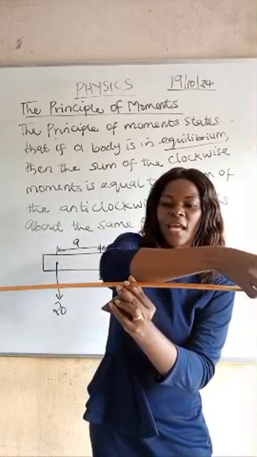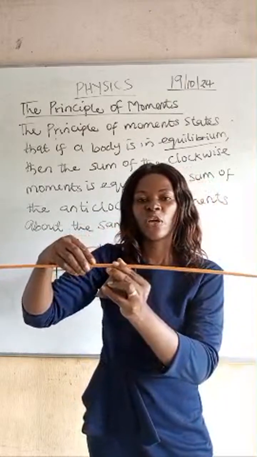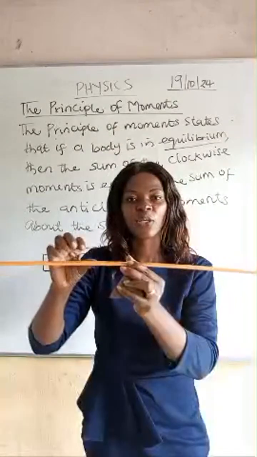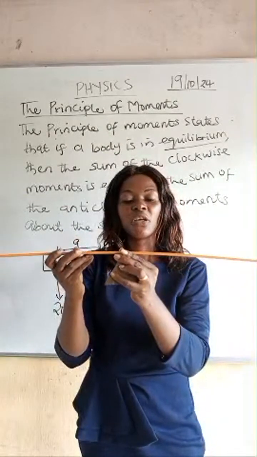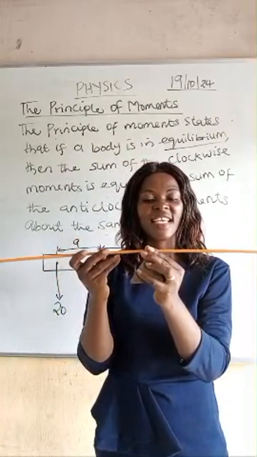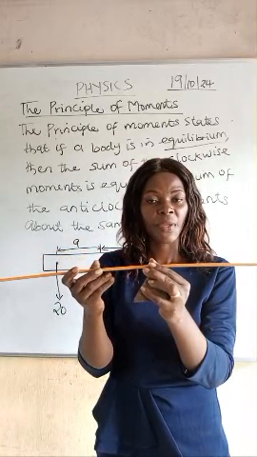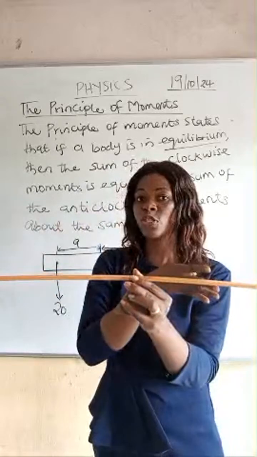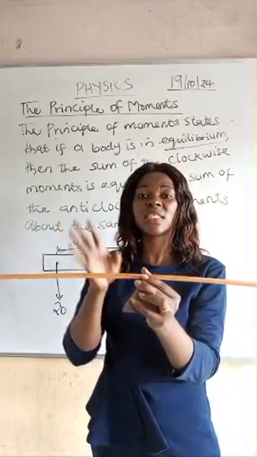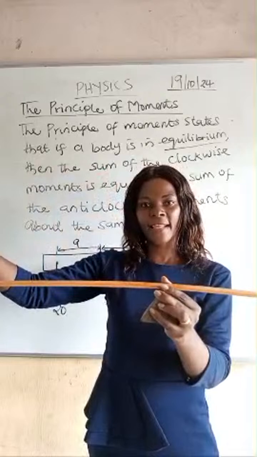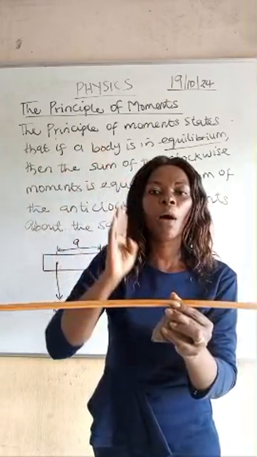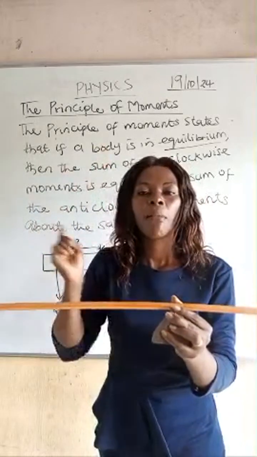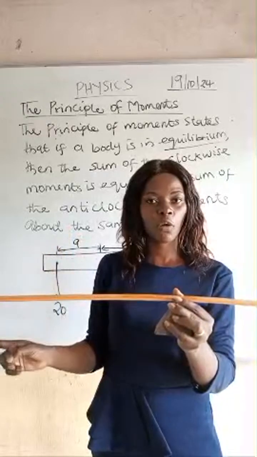Now, when you place another one, it's going to do what? It's going to still remain balanced, or lying horizontally. So the principle of moment is trying to tell us that if this body is in equilibrium, having two different weights on this side and on the other side, they are going to be in equilibrium. Then the sum of the clockwise moments must be equal to the sum of the anti-clockwise moments.